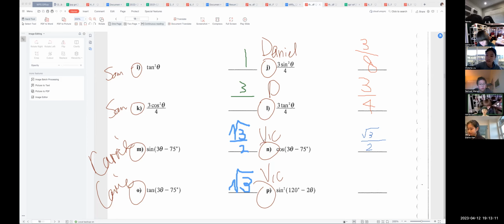Carrie, how do I do the last one? Last one? Yeah. No, two theta equals what? Theta equals what? 45. So 2 times 45 equals what? 90. So 120 minus 90 equals what? 30. Do we know sine 30? Yeah. Do we know sine 30 squared? Oh, yeah.